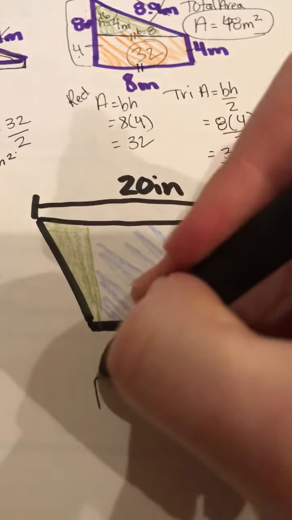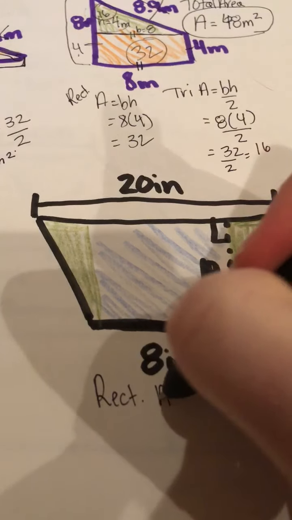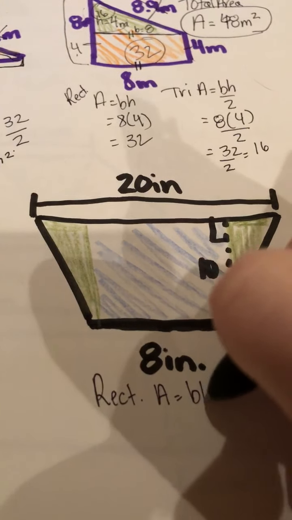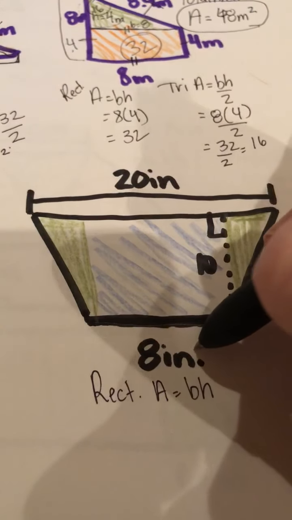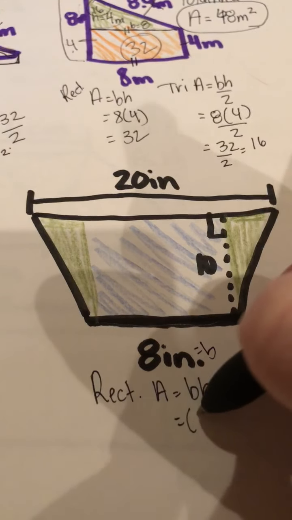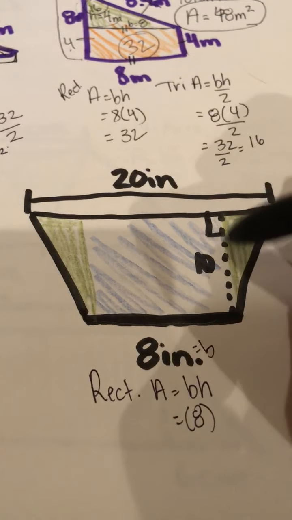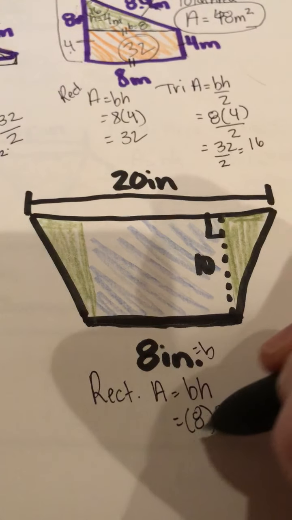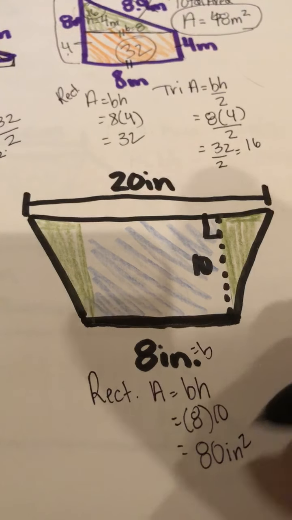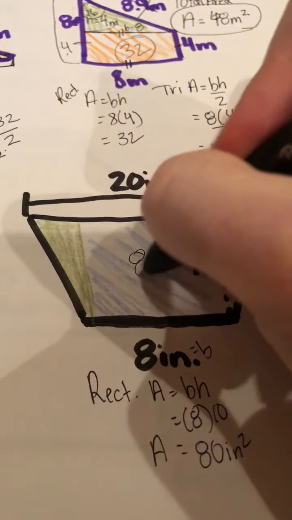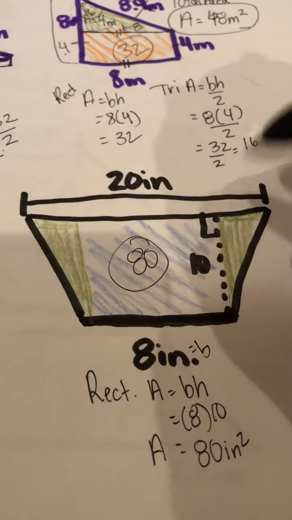So I want the rectangle area equals base times height, not divided by 2 for the rectangle. The base is 8, and the height is 10. So the area is 80 inches squared of the rectangle. So I'm going to put 80 in the middle and circle it.